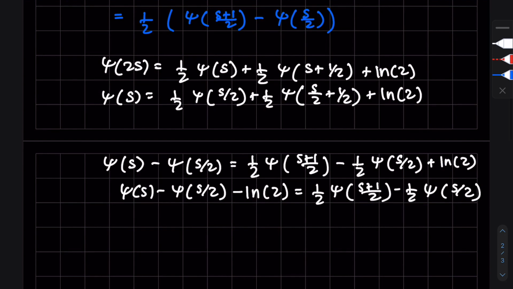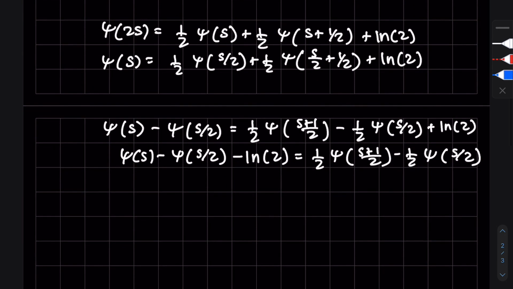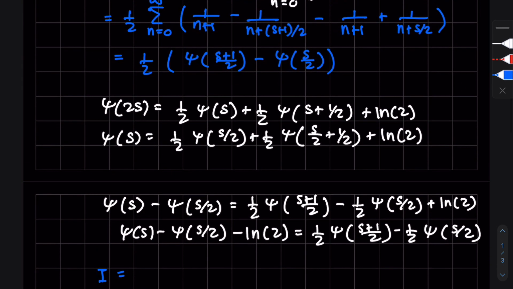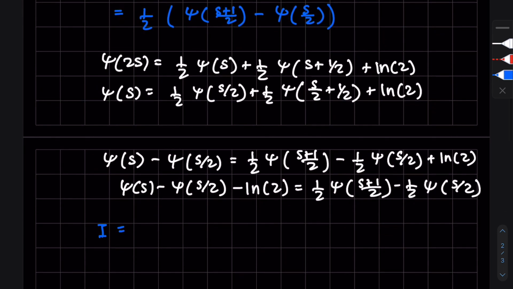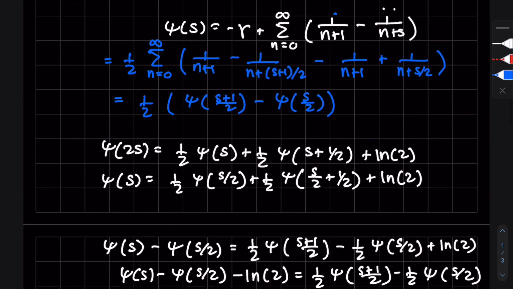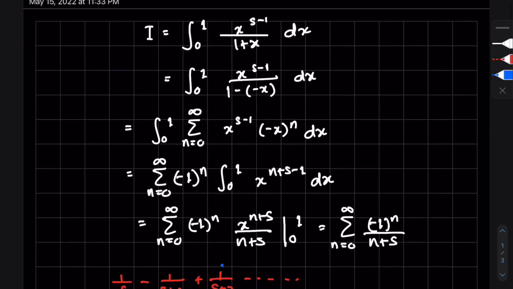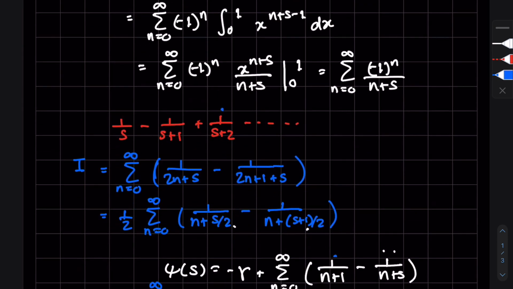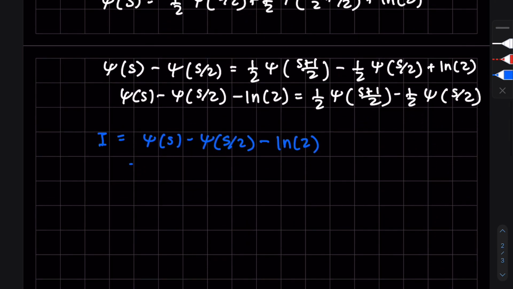And now it's just time to plug everything back in, the grand finale. So I is going to be digamma of s minus digamma of s over 2 minus the natural log of 2. And there we go. That's the solution to our integral, the integral from 0 to 1 of x to the s minus 1 over 1 plus x dx.